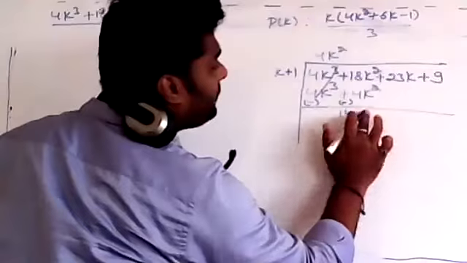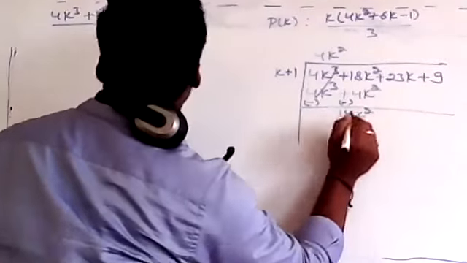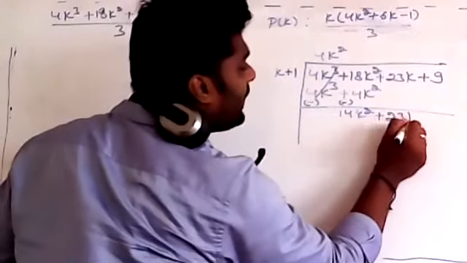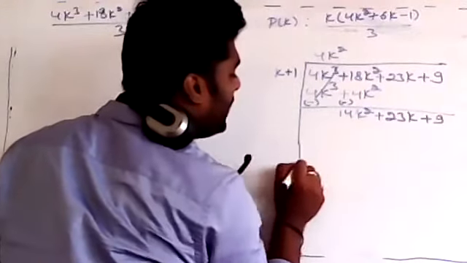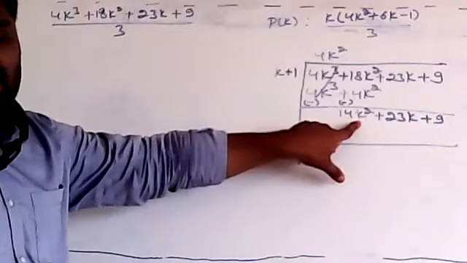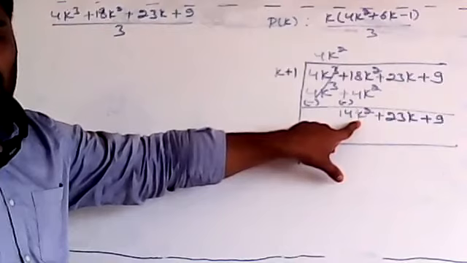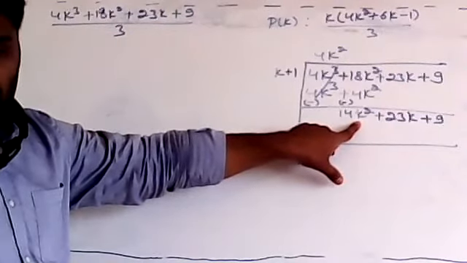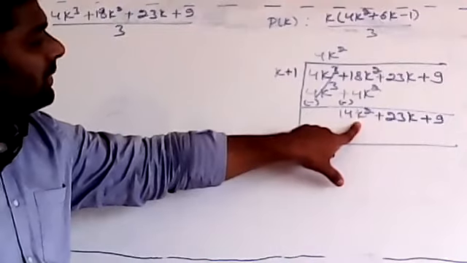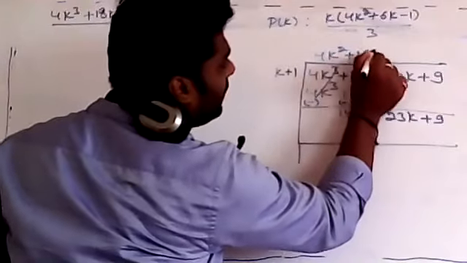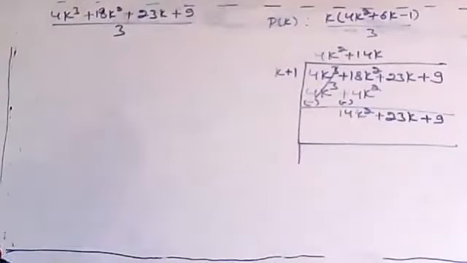14k square. 14k square plus 23k plus 9. Till we get the 0, we have to solve. Remember, now we have to balance for 14k square. Yes, 14k square. Right answer. So, we have to multiply what? Good, 14k. Nice, Namita and Narayan, good.